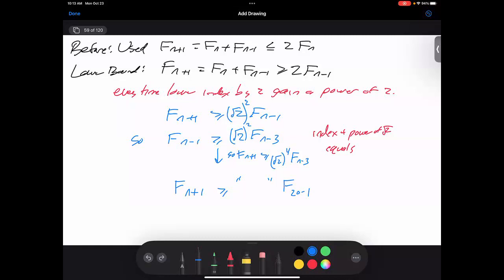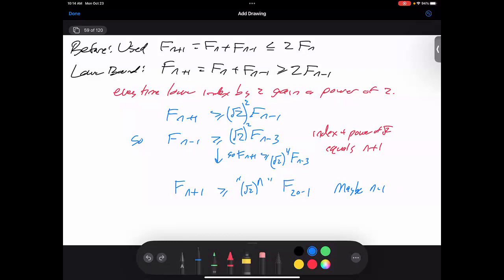So the index plus the power of the square root of 2 is equal to n plus 1. So this should basically be root 2 to what power? If it's supposed to equal n plus 1, and this is either a 2 or a 1, what should this be? Basically, it should be n minus 1, something like that.